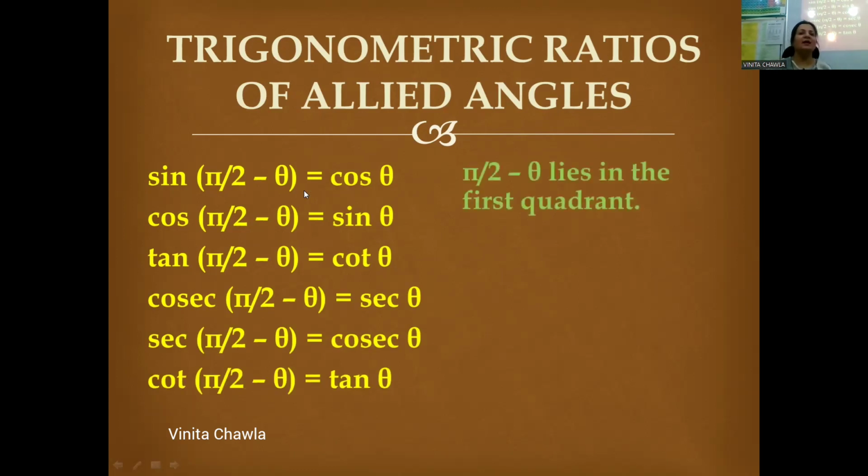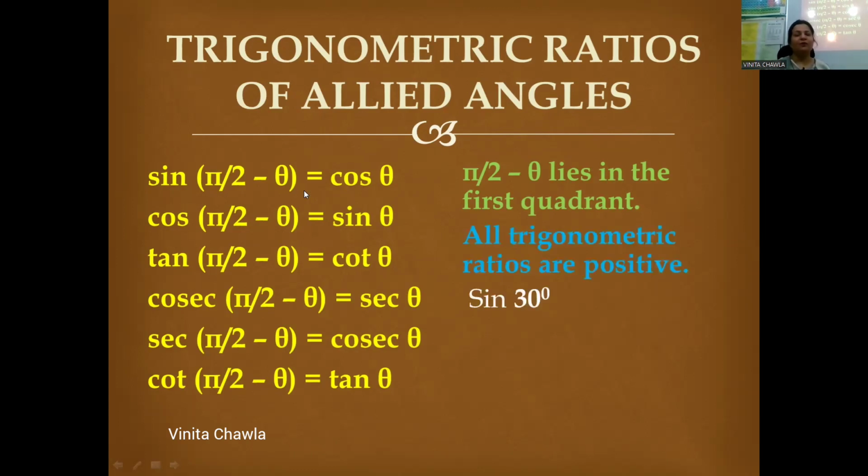So pi by 2 minus theta lies in the first quadrant. If we subtract an angle from 90 degree, then it goes to the first quadrant. And in the first quadrant, we have all trigonometric ratios positive. No trigonometric ratio is negative in the first quadrant.